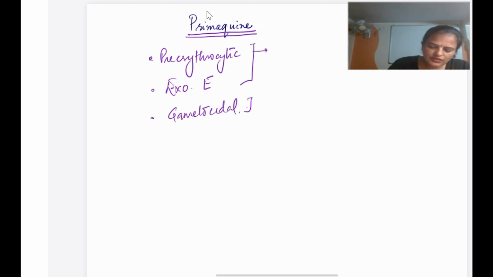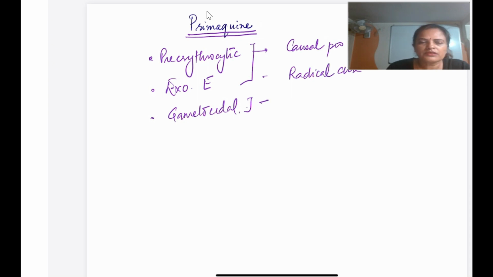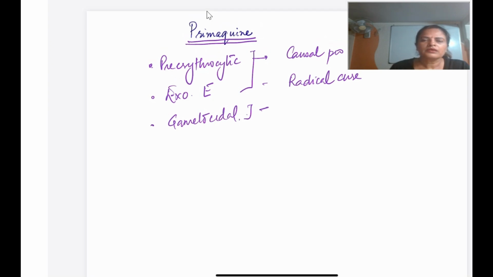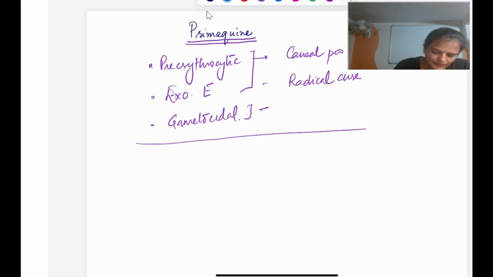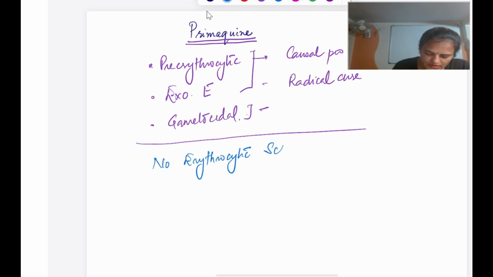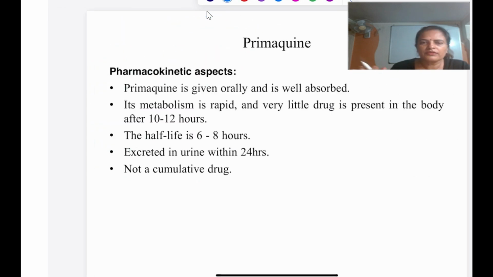For the pre-erythrocytic, we can use it for the causal prophylaxis. For the exoerythrocytic, we can use it for the radical cure, and it is going to cut down the transmission from the host cell to the mosquito, so that further there will be no transmission. But the main thing here is it has no erythrocytic schizonticidal action. That means if the person with malaria has the symptoms, it is not giving any relief. So this drug is mainly used for radical cure and for the gametocidal action.